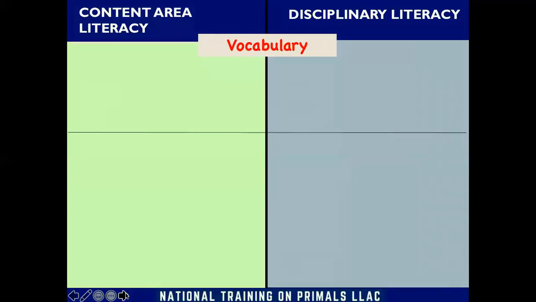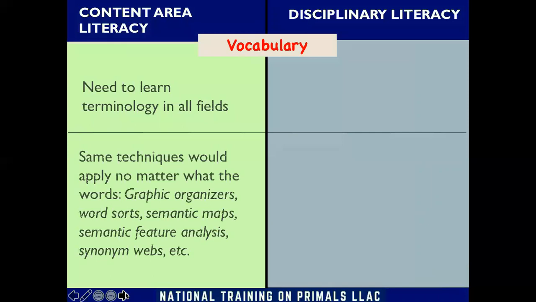We can also distinguish CAL and DL in terms of the focus of vocabulary instruction. In CAL, the student needs to learn terminology in all fields, or those used in various types of subject matter. Strategies for vocabulary development are generic and applicable no matter what the words. These include graphic organizers, word sorts, semantic maps, semantic feature analysis, among others.